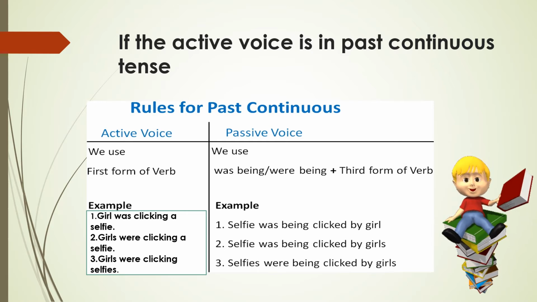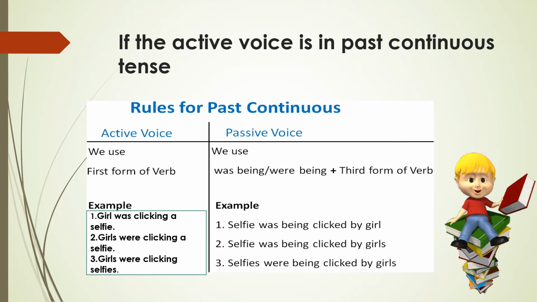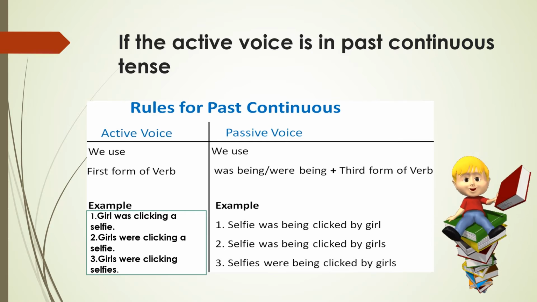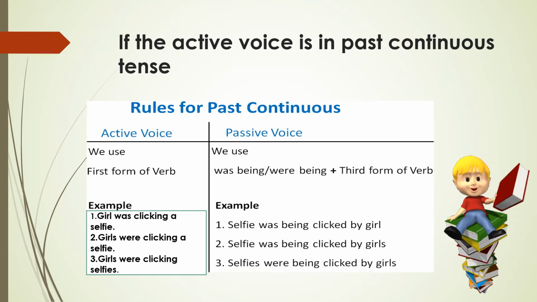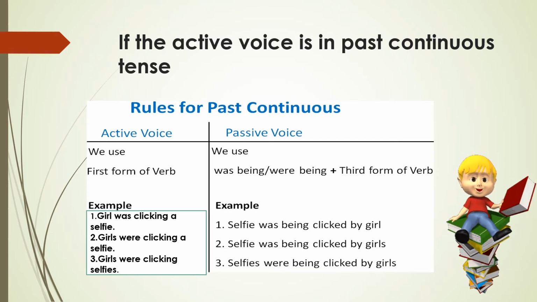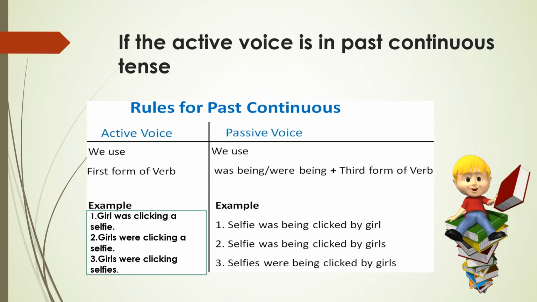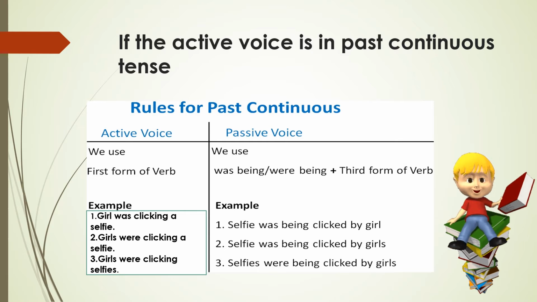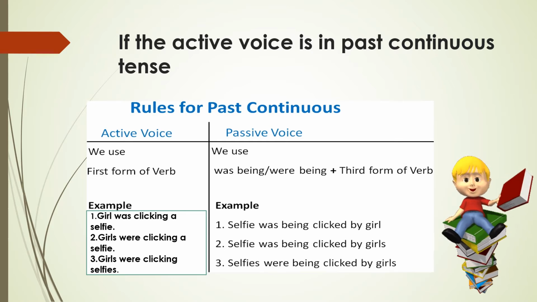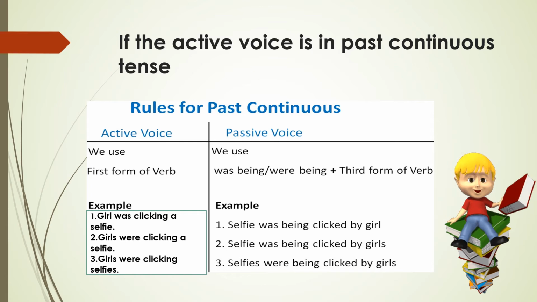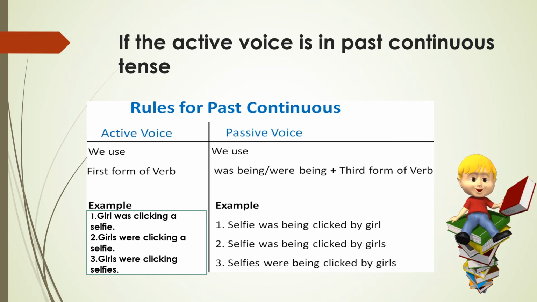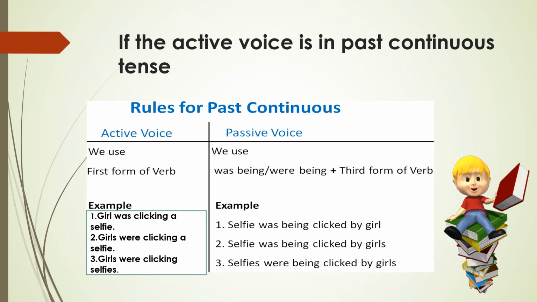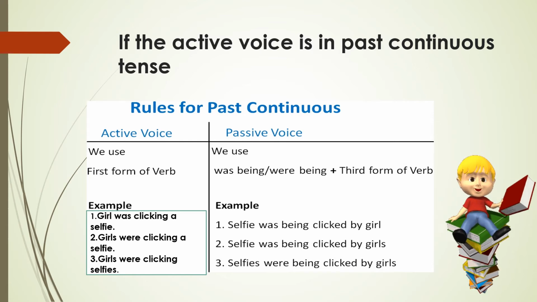As you can read the sentences in the first column: girl was clicking a selfie, girls were clicking a selfie, girls were clicking selfies, right? So when you convert them into passive voice, the word being will be added along with the third form of the verb and by, right? And again, as we discussed previously, the object will appear in the beginning. In this sentence, the word selfie is an object, so it will appear in the beginning.